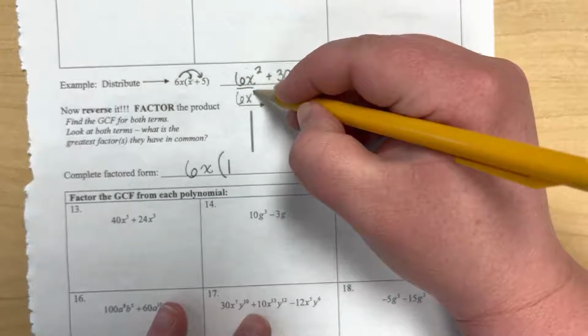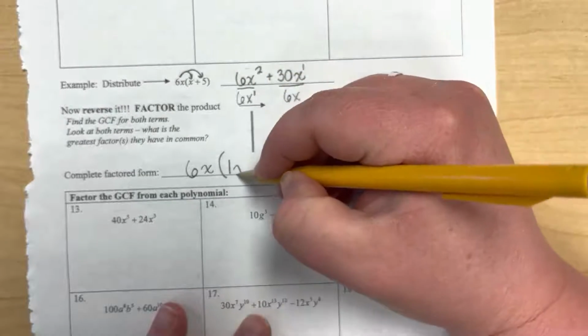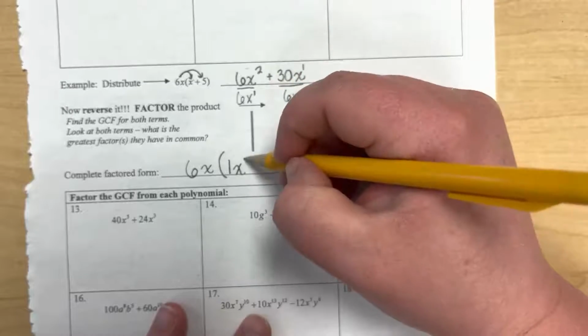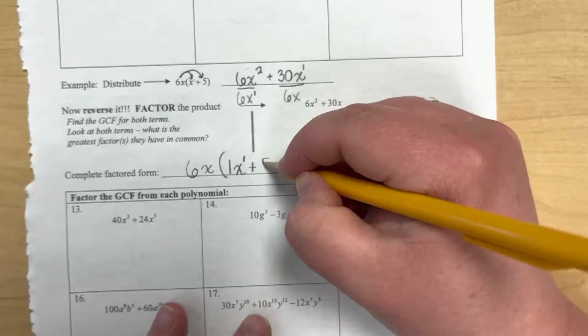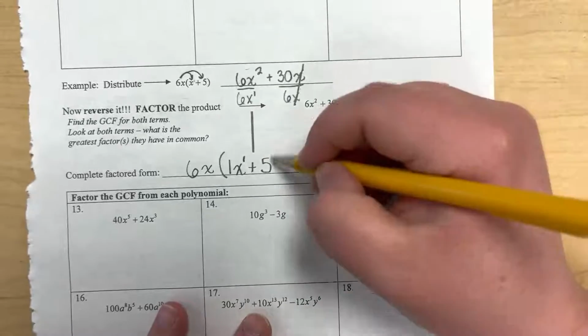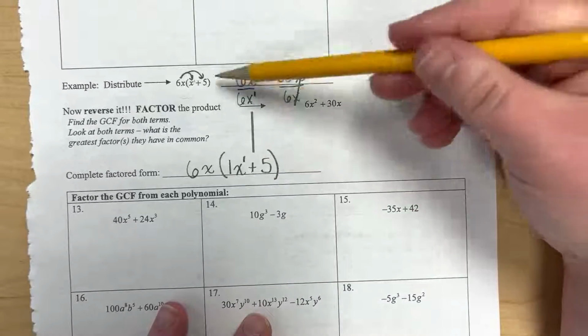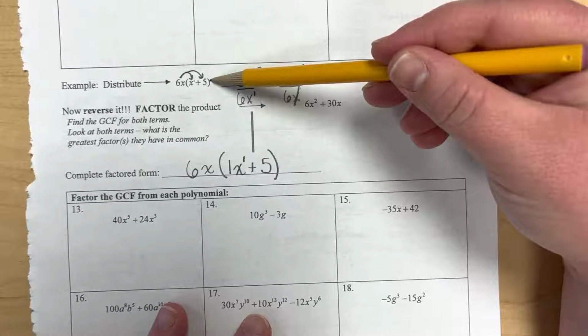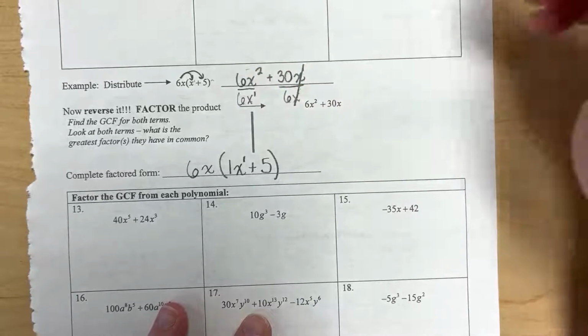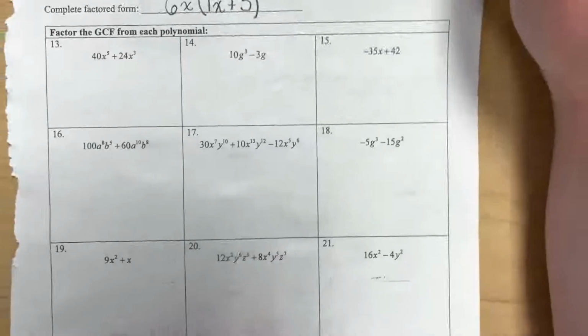X squared over x, remember the rule. Keep the base, subtract the exponents. 2 minus 1 is 1. 30 divided by 6 is 5, so I'm going to put plus 5, and the x's cancel because they're the same. Now notice how we get right back to where we started again. So factoring is just the opposite or the reverse of multiplying. It's important to know that for what we're about to do here.